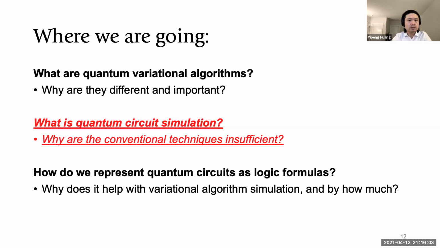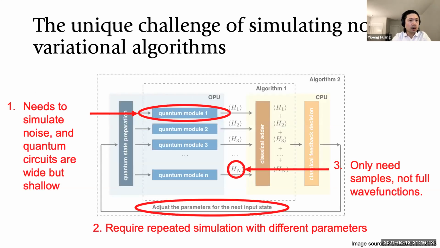And so simulating quantum circuits is important, and simulating variational circuits is doubly important. And so we'd like to talk about what are the unique properties that make simulating variational algorithms especially difficult and a distinct class of problems compared to other types of quantum circuits. And so here we have the properties of variational algorithms. So the variational algorithms have several interesting properties.